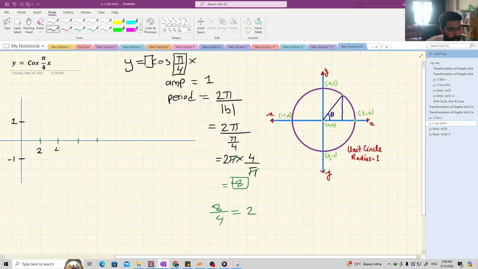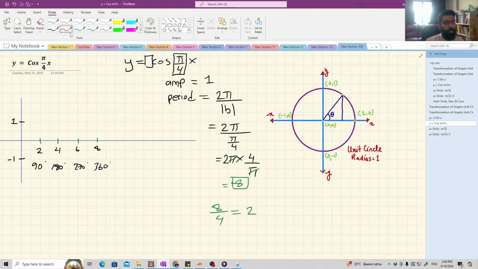and increasing by 2 each time. All right, guys. Now we can also say that this is equal to 90 degrees, 180 degrees, 270 degrees, and 360 degrees, right, guys? Now let us go and see what we have here.